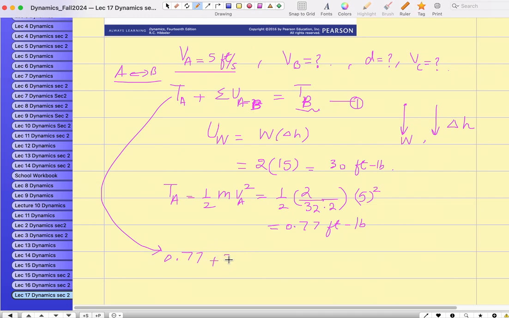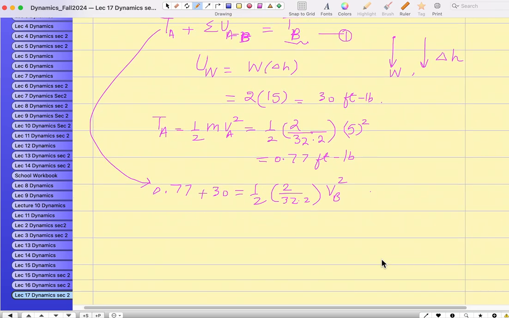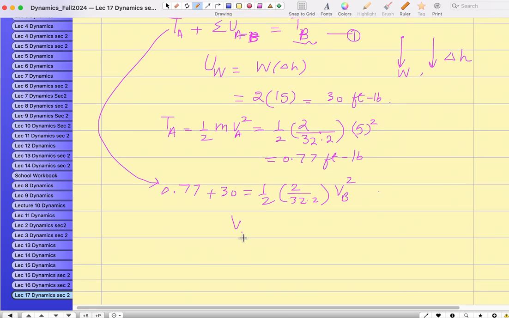Plus 30 equals half m V_B squared. So with one equation and one unknown, if you solve for V sub B, you should get 31.48 feet per second. So you see how easy it is to use the work energy principle to find the speed at the second location.